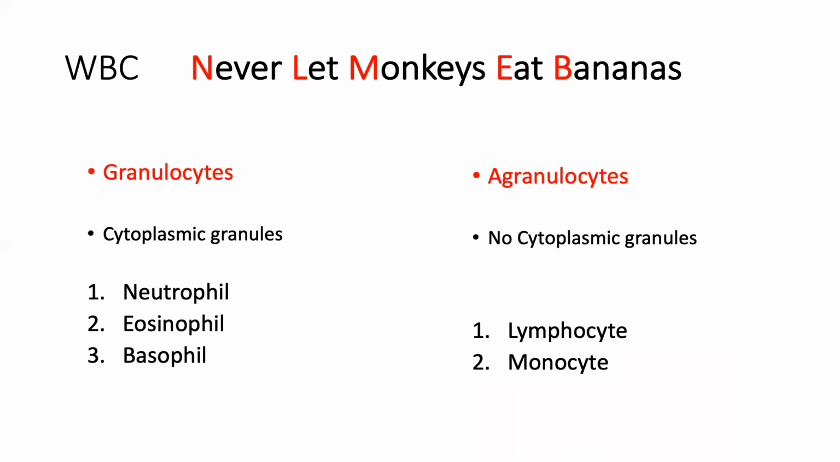There are 5 types of white blood cells in our body. The way we try to remember is "Never Let Monkey Eat Banana." N stands for neutrophil, L for lymphocyte, M for monocyte, E for eosinophil, and B for basophil. This is in order of their contribution to the WBC.